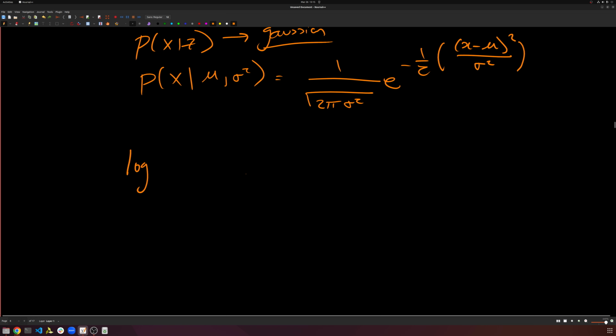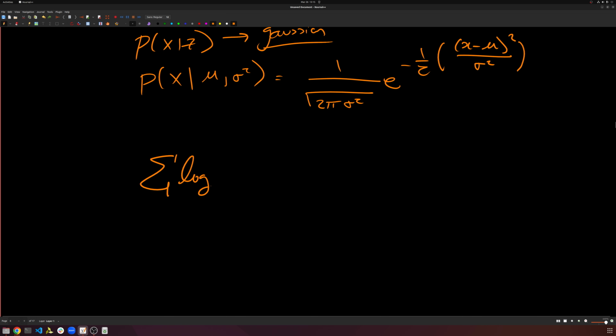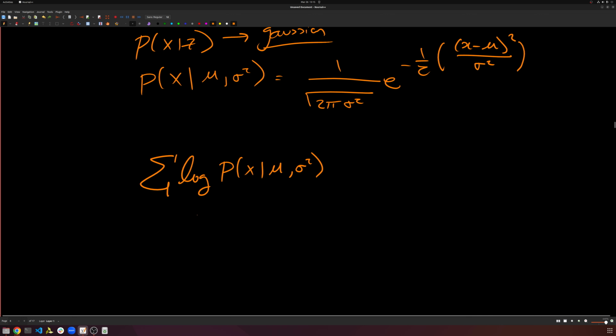So this is going to be, and technically this would be for all samples. So, over the batch, if you have multiple samples, because it's a likelihood function, we are just going to do the sum of the log of all of this, right? p(x given mu, sigma squared), just like that. And similarly, the next step is just to simplify.